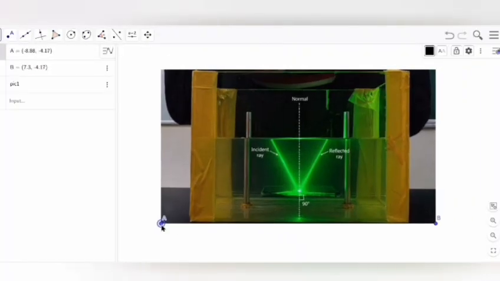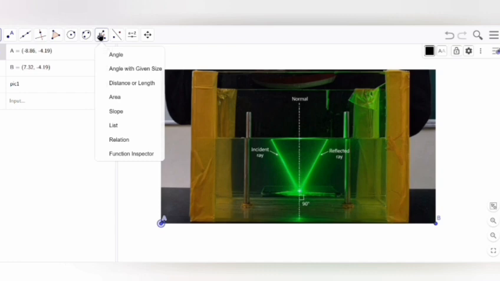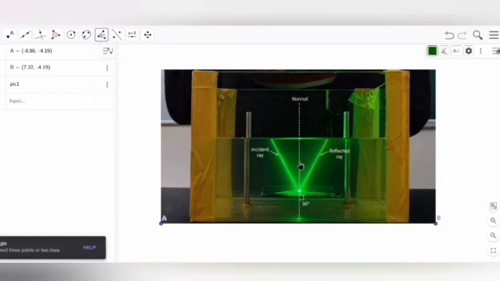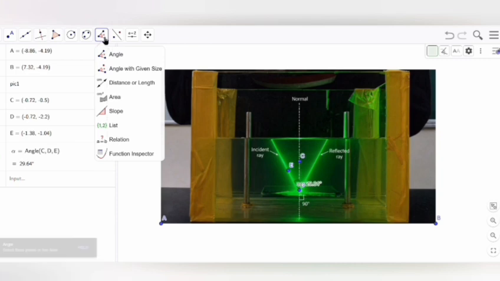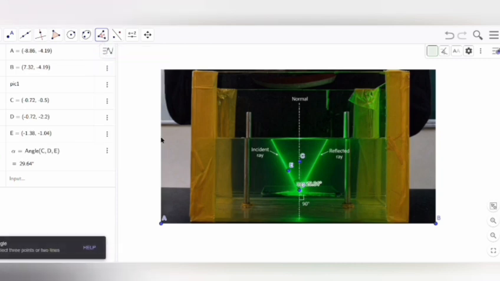Once the image is uploaded, we'll be using this angle feature. For this we'll mark points C, D and one point on the incident ray. You see the angle is approximately 29.64 degrees. Next we'll use the same feature to measure the angle of reflection.